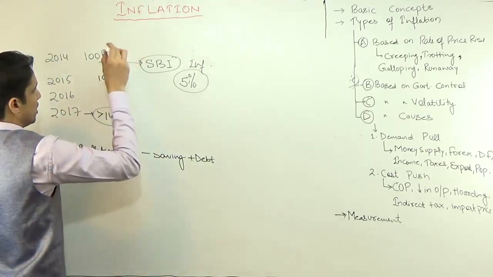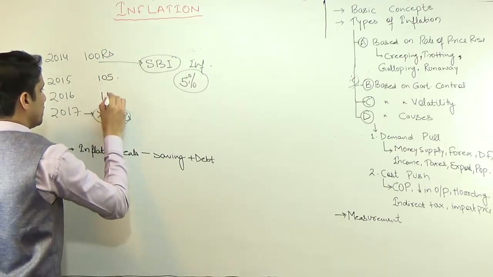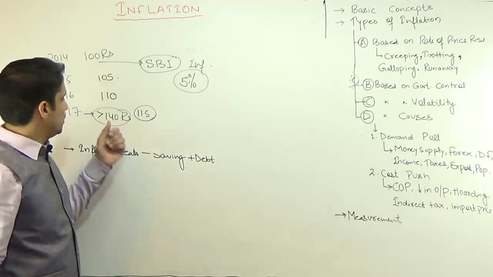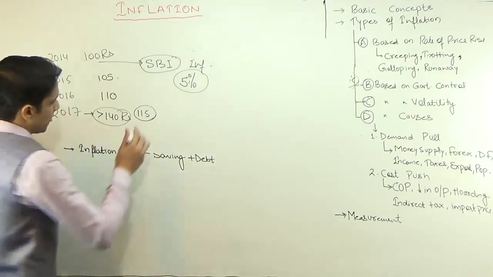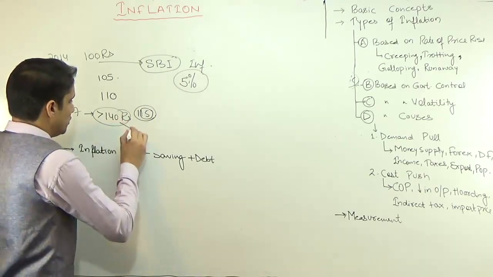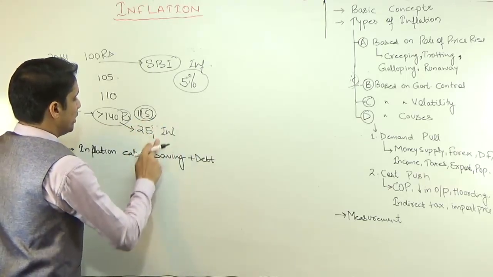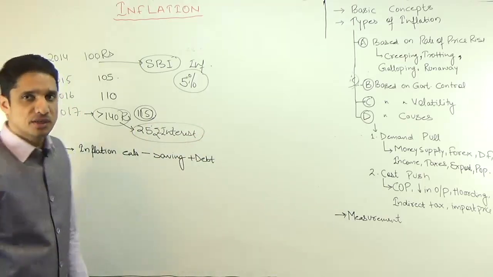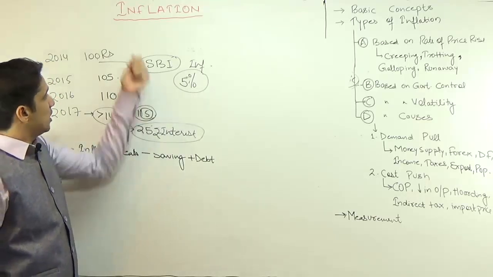Earlier you were able to buy 2 kg sugar in 100 rupees. Now you have to shell out 105 rupees to buy the same 2 kg sugar. The very next year it is going to become 110, and this year it is going to become 115. So on paper, theoretically, you got 10% interest rate annually because you are getting more than 140 rupees. But now 15 rupees equivalent inflation has been affected. It means actually you got only 25 rupees of interest rather than more than 40 rupees, because the purchasing power of 115 is now equal to the earlier 100 rupees.